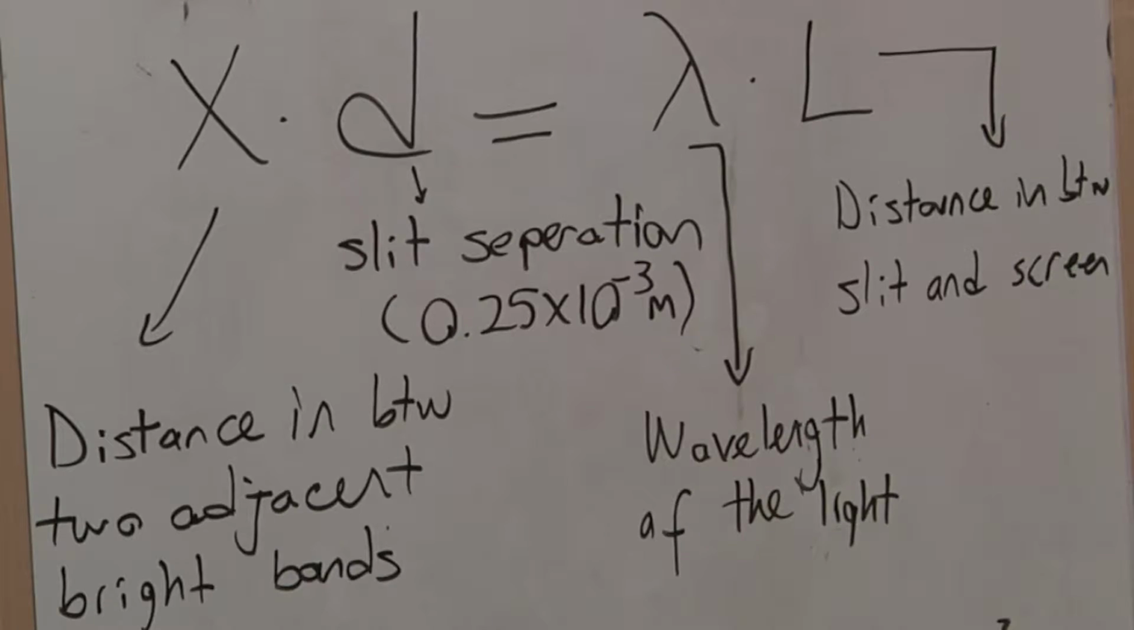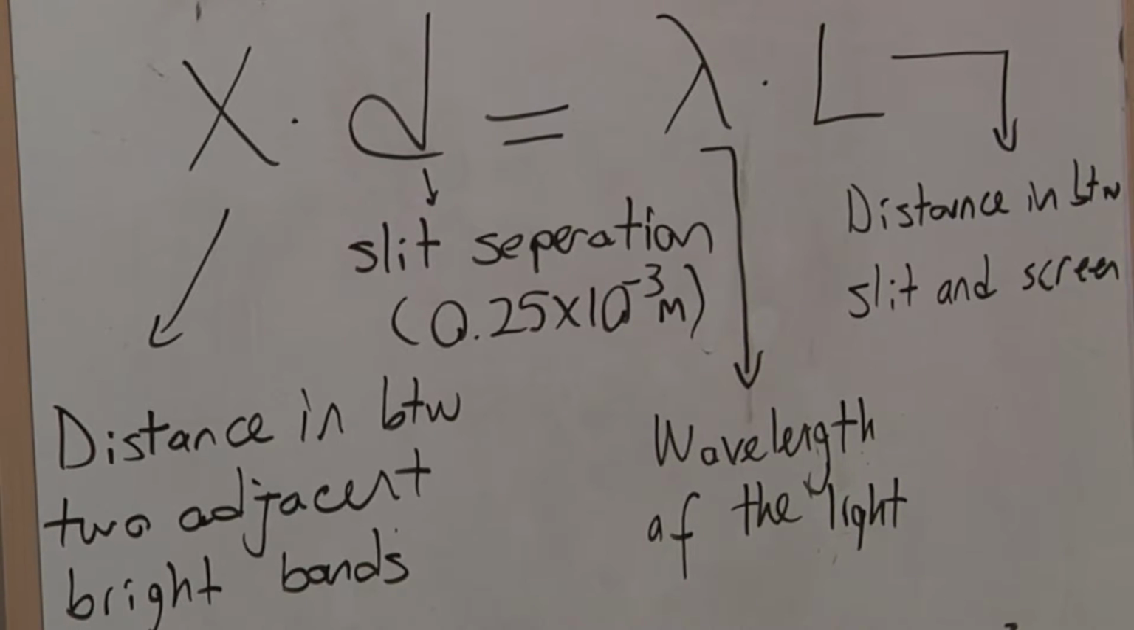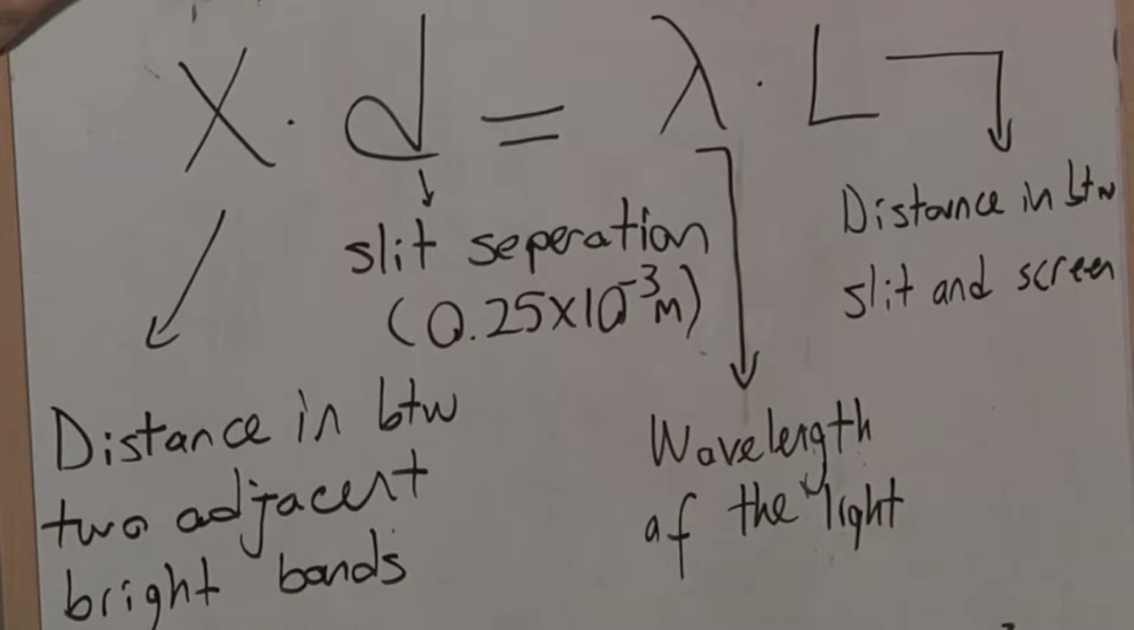Basically, we're going to use Young's double slit experiment and diffraction equation. Over here, we're going to have X, D, lambda, and L. And I'm going to show them in the experiment setup in a minute. But X is going to be the distance in between 2 bright bands.